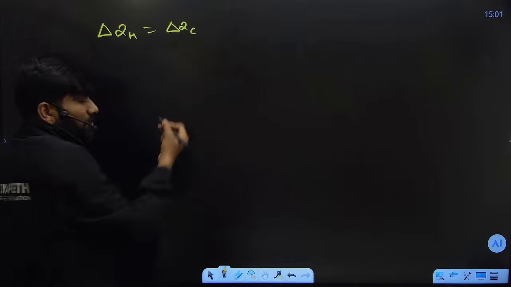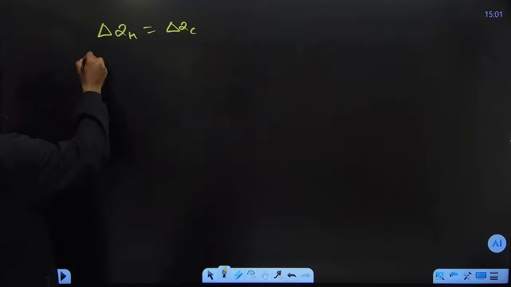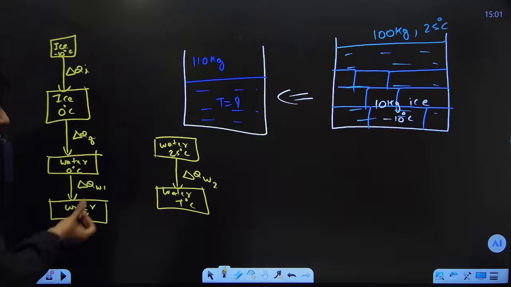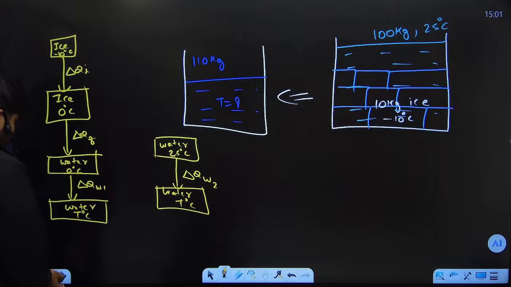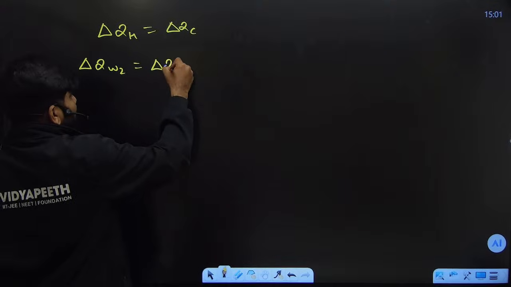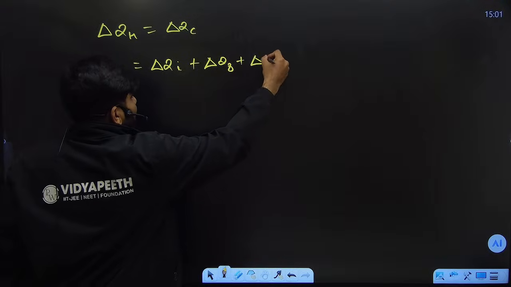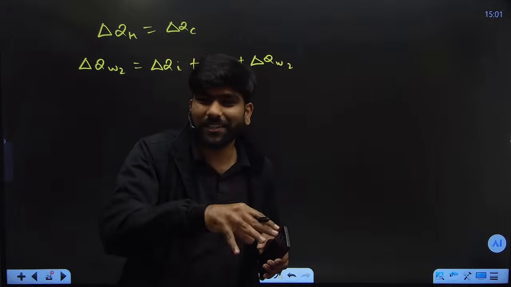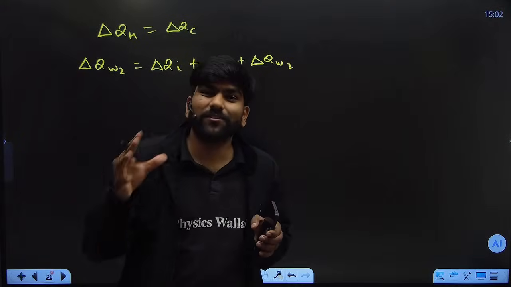Now according to the concept of calorimetry, the heat given by the hotter substance equals the heat gained by the colder substance. How much heat is given by the hotter substance, that is water? Delta QW2 will equal the heat gained by the colder substance, that is delta Q ice plus delta Q fusion plus delta QW1. That's it. The structure of the question is ready. All we have to do now is put in the values and solve the question.